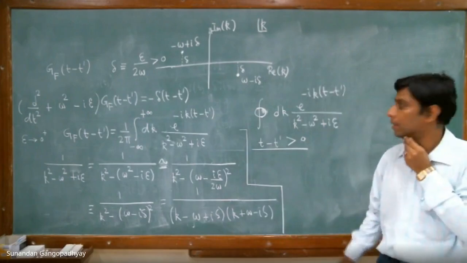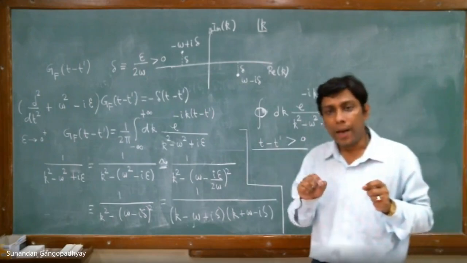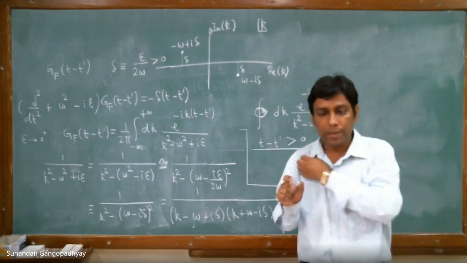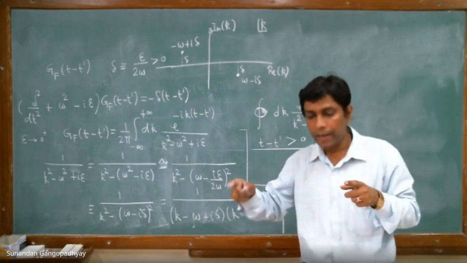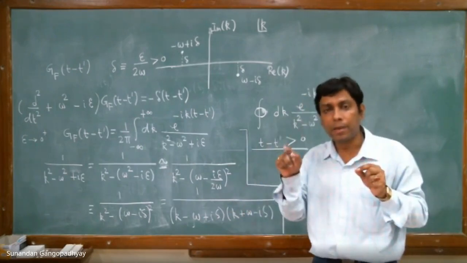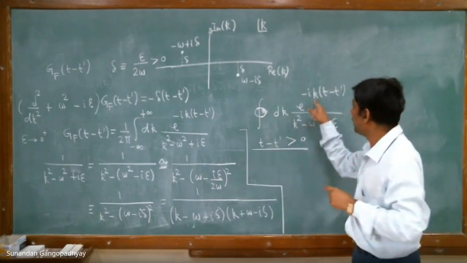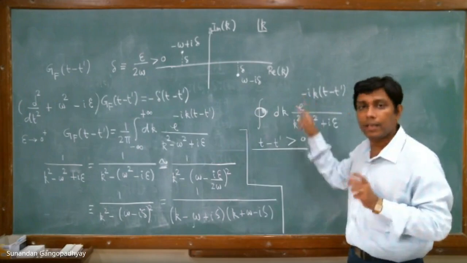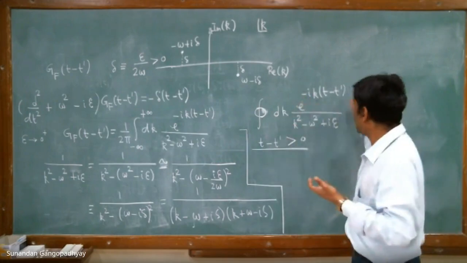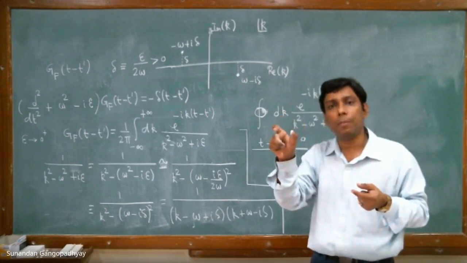Is it okay? Because in the lower half plane, k is complex, and from k you will have a term which is minus I times some positive number, because you are closing in the lower half plane. And I times minus I is minus. So the overall thing will be e to the power of minus some positive number.